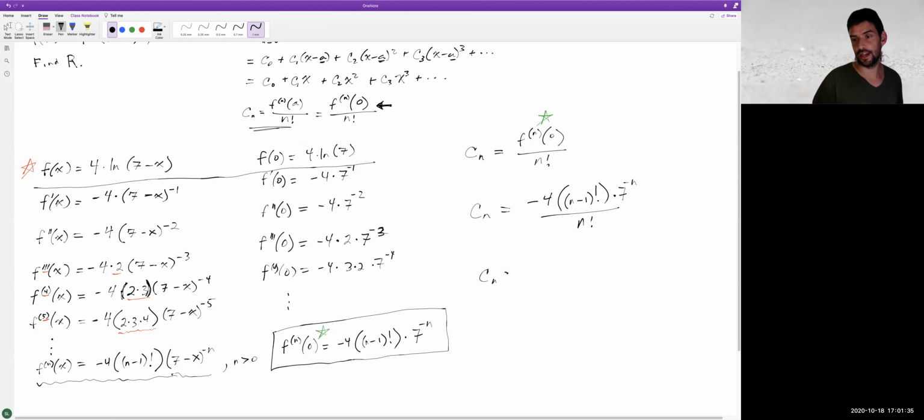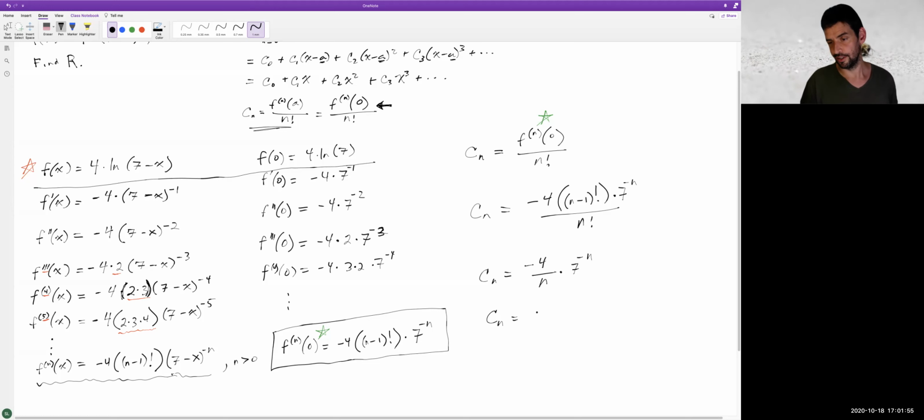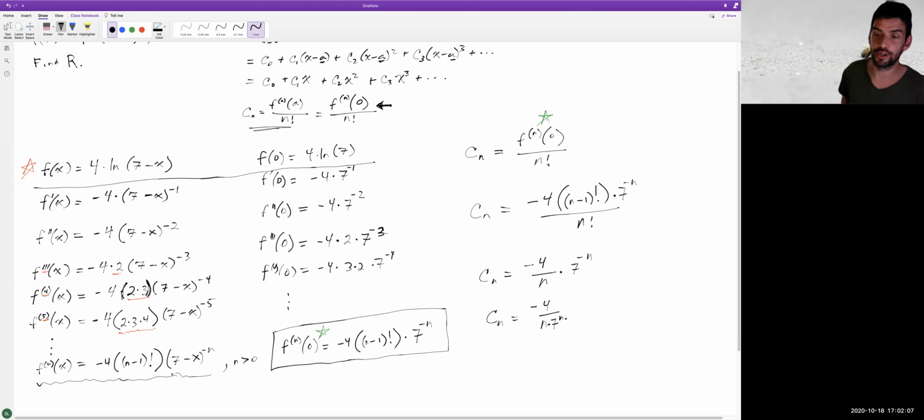So c sub n, we can do some simplifying. N minus 1 factorial over n factorial is 1 over n, so we can write it like this. Maybe this is nicer written as, I don't know what the nicest way to write it is, maybe something like n times 7 to the n, if we want to put it in the denominator. It's arguable what's the easiest way to write this.